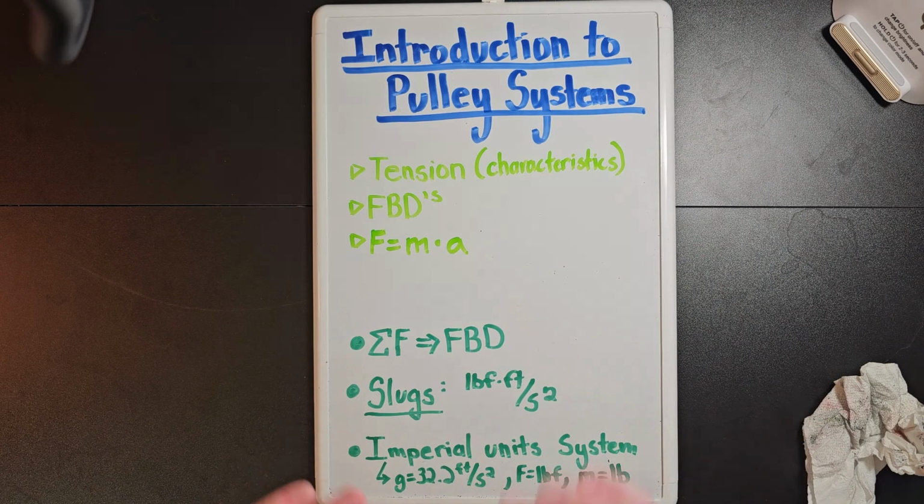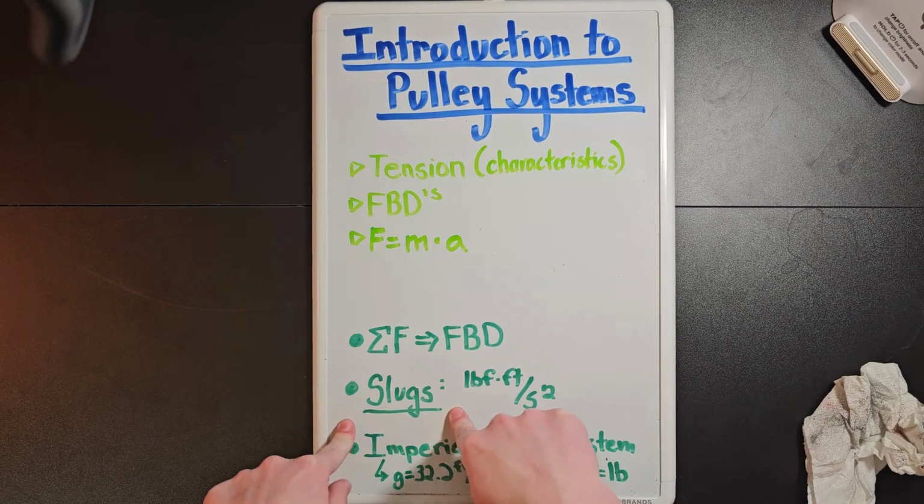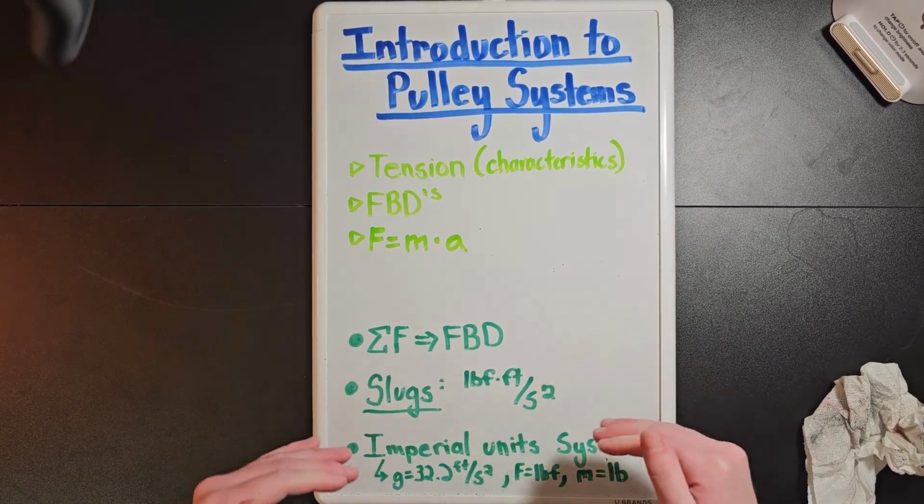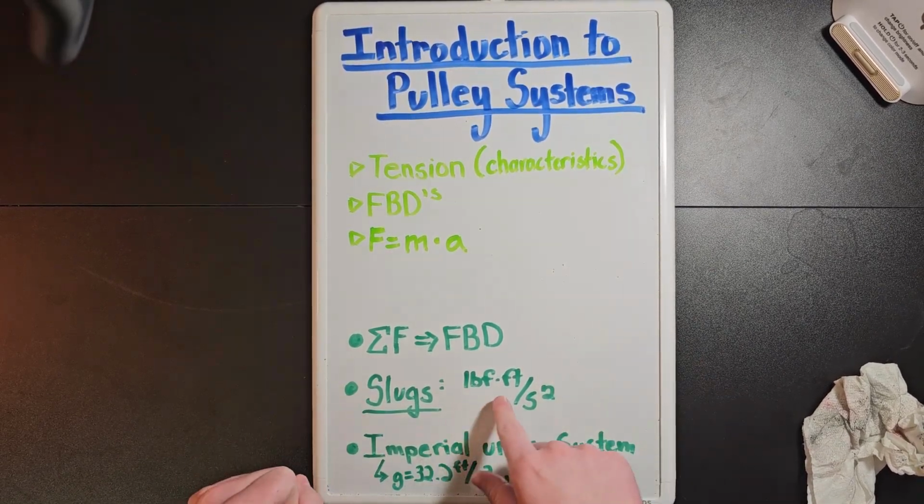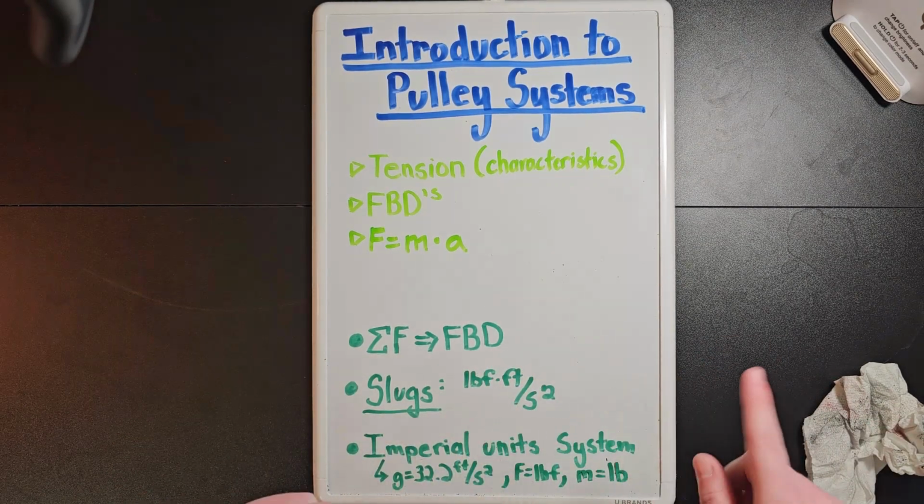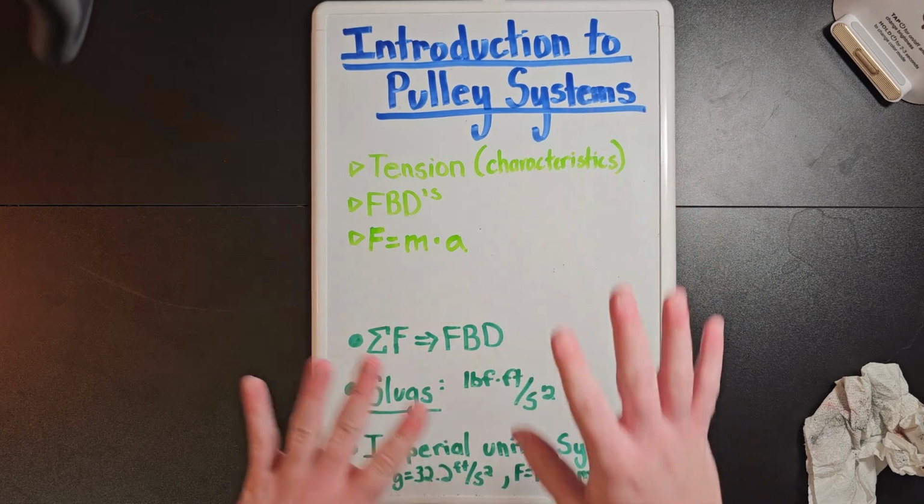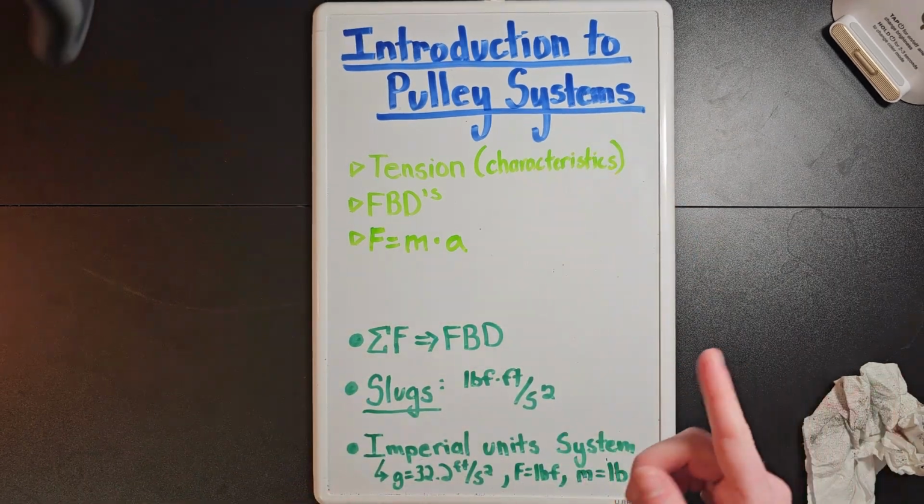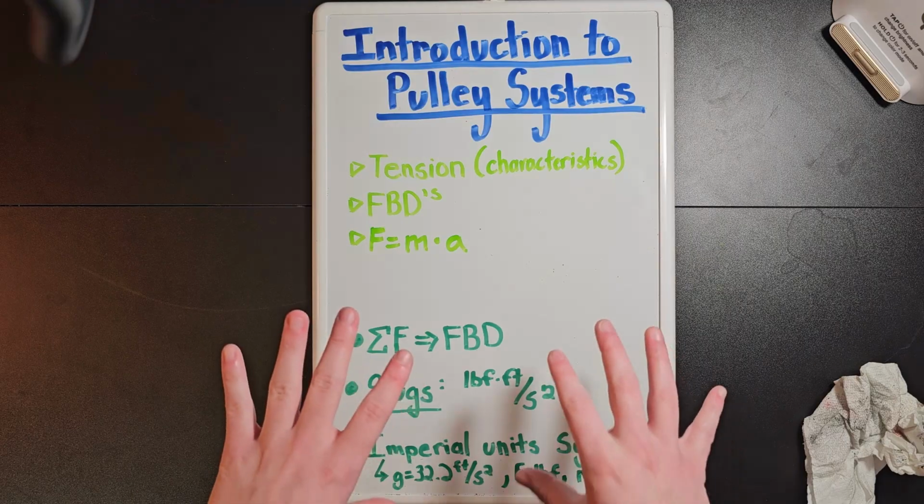Then just a little refresher on the imperial unit system. The gravity measurement in the imperial unit system is 32.2 feet per second per second. The force is pounds force and the mass is pounds. And then slugs is also an imperial unit system unit, and it is pounds force second squared per foot. So this is all the stuff that you'll have to either remember from statics or just keep in mind for the problem we'll be going over in this video.